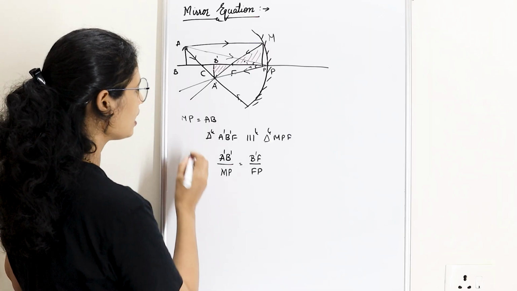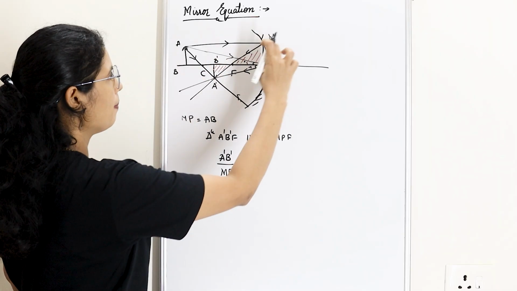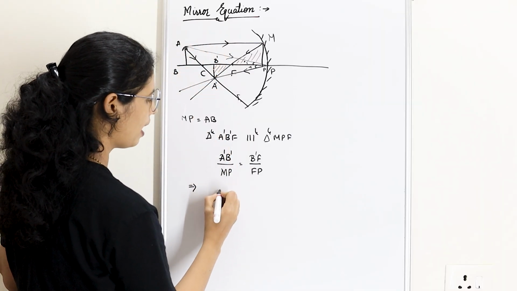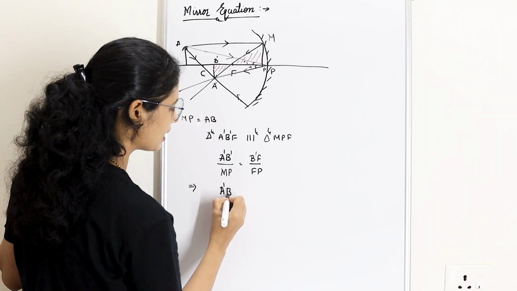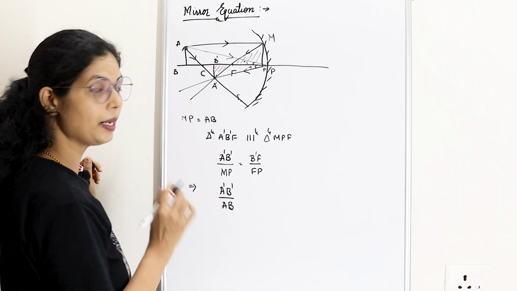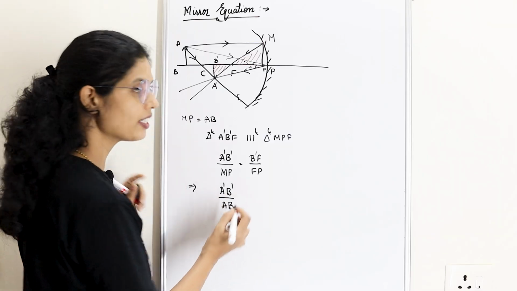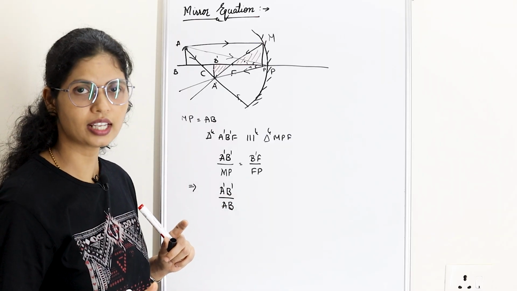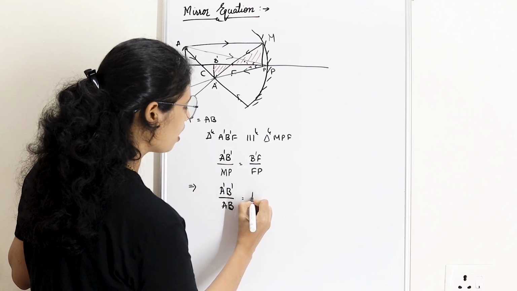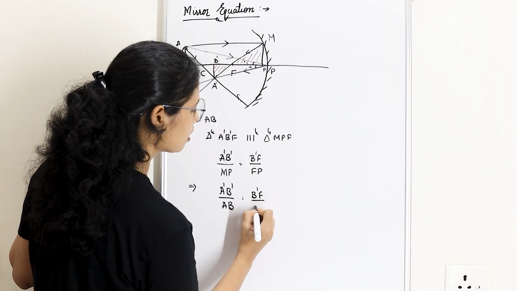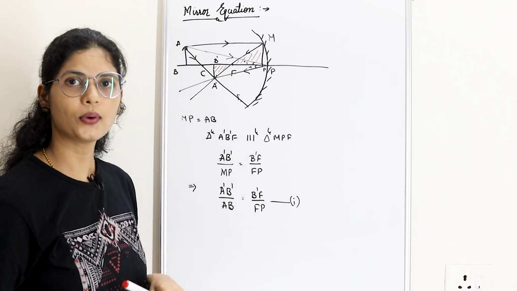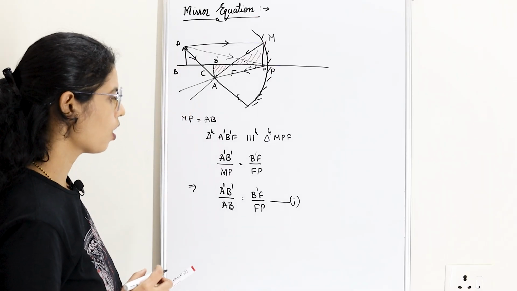Now, as we know, MP is parallel to AB. So can I substitute the value of MP here? Yes, I can substitute the value of MP. Where there is MP, I'll write AB. What is A dash B dash? A dash B dash is the height of the image. AB is the height of the object. Okay, I'll take this equation as equation number 1.